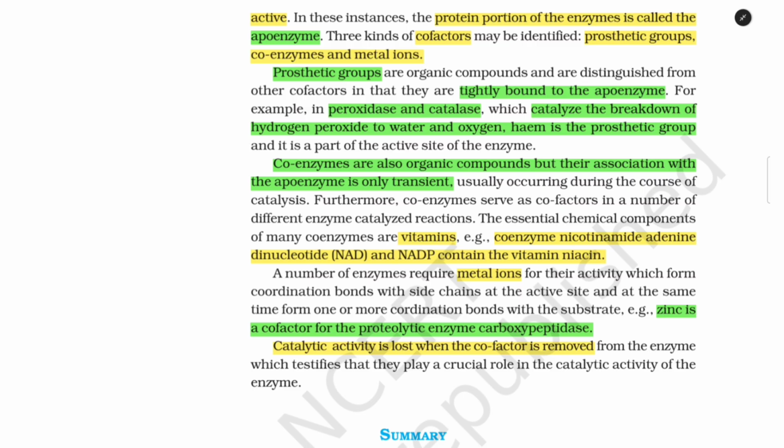A number of enzymes require metal ions for their activity, which form coordination bonds with the side chains at the active site and at the same time form one or more coordination bonds with the substrate. Example: zinc is a cofactor for the proteolytic enzyme carboxypeptidase. Catalytic activity is lost when the cofactor is removed from the enzyme, which testifies that they play a crucial role in the catalytic activity of the enzyme.